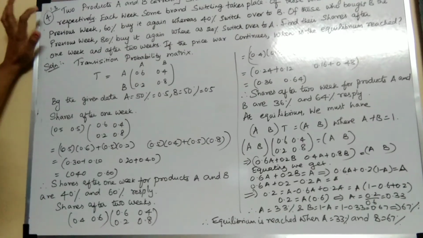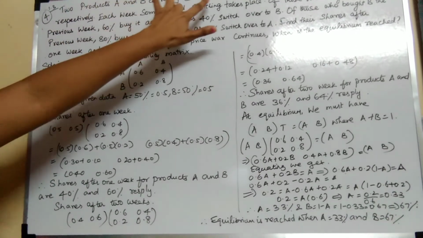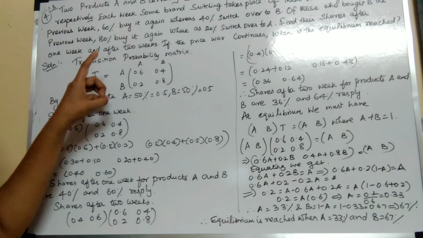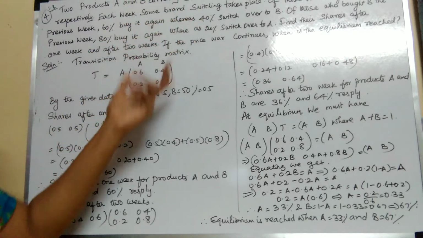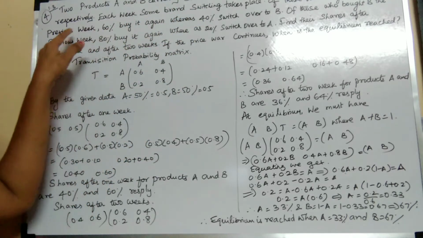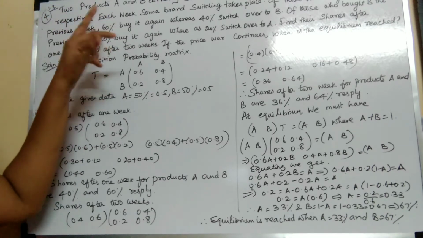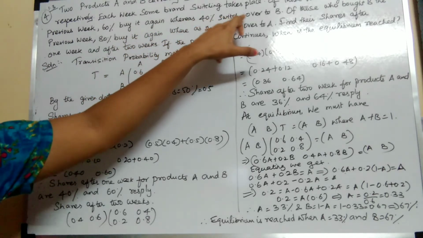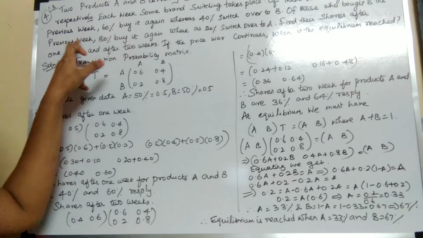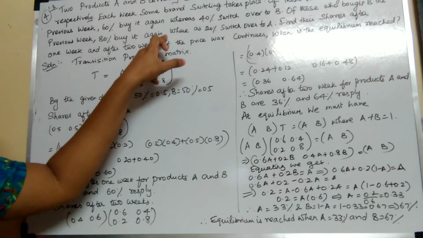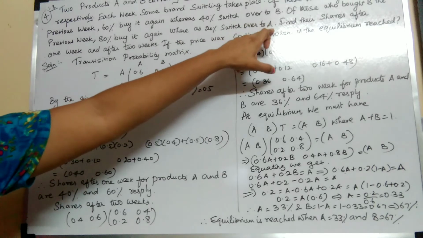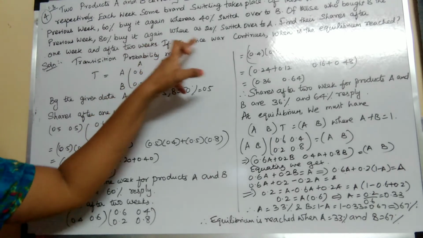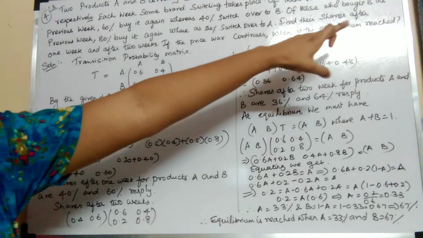Okay, 12th standard, listen to this 1.34 sum. Two products A and B currently share the market with 50% and 50% each respectively. Each week some brand switching takes place. Of those who bought A the previous week, 60% buy it again, whereas 40% switch over to B. Of those who bought B the previous week, 80% buy it again, whereas 20% switch over to A. Find their shares after 1 week and after 2 weeks. If the price war continues, when is the equilibrium reached?